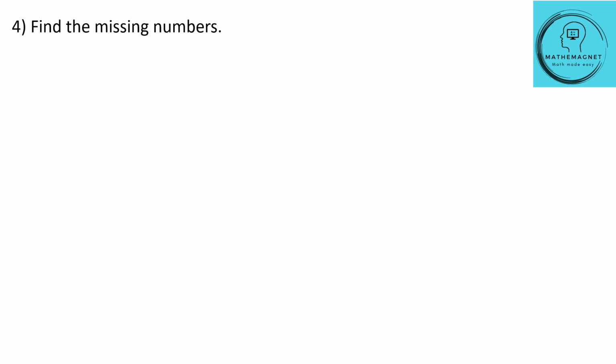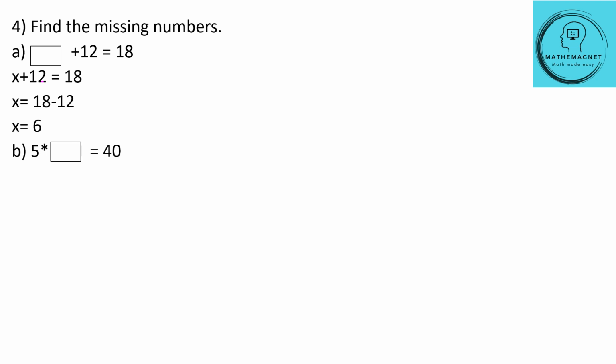Question number 4. Find the missing numbers. A. Blank plus 12 equals 18. So in algebra we will represent this unknown variable as x. So x plus 12 equals 18. That's equal to 18 minus 12. Plus 12, when it moves to the other side of the equation, it becomes minus 12. That's how it is 18 minus 12. So x is equal to 6.